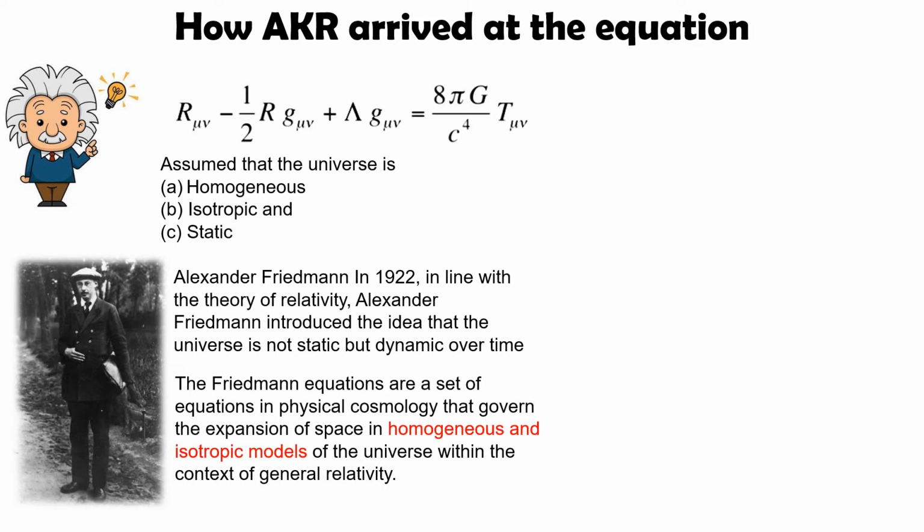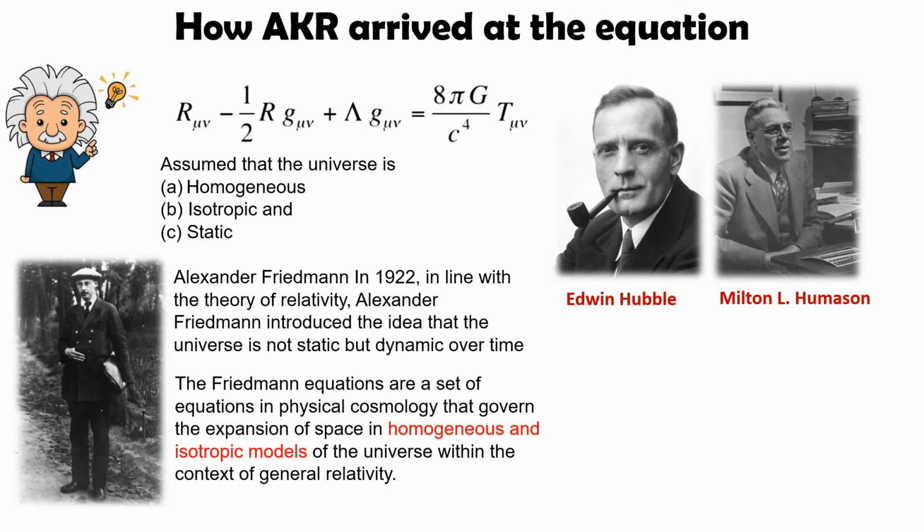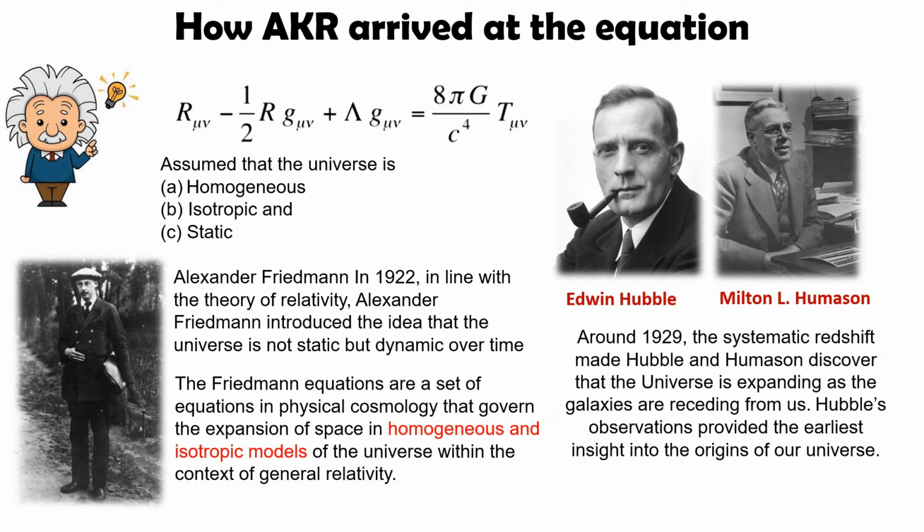So the static model is already gone. Even Friedmann is not assuming it to be static, but he is assuming it is homogeneous and isotropic. Then came the famous Edwin Hubble and Milton Humason's prediction, and what they found is that around 1929, the systematic redshift showed us that the universe is expanding and the galaxies are receding from us, and Hubble's observation provided early insights into the origins of our universe. I mean to say, this is the background. We will come to AKR very soon.